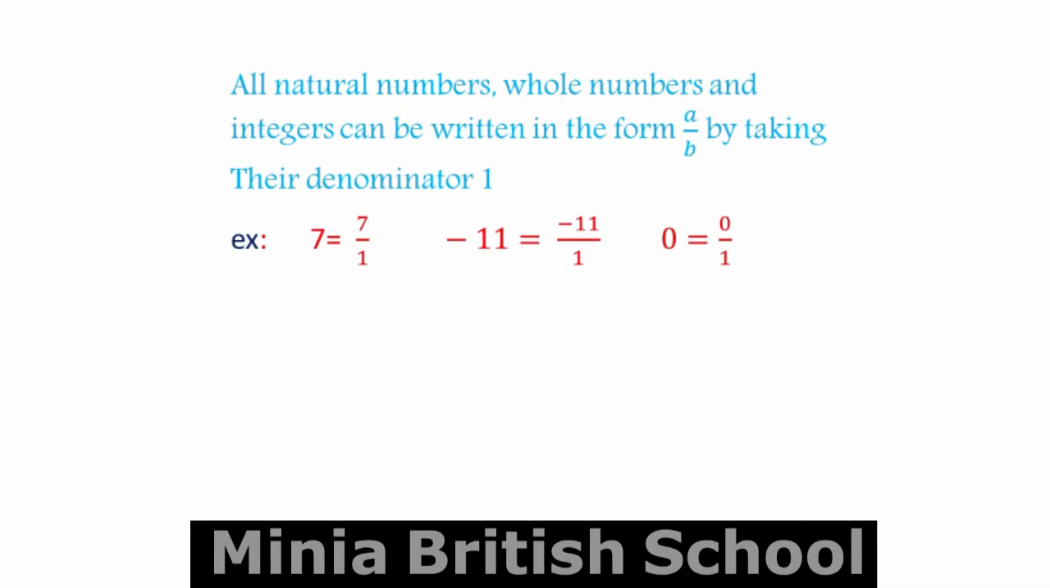All natural numbers, whole numbers, and integers can be written in the form a over p by taking their denominator as 1. Like 7, you can write it in the form a over p by taking its denominator 1. So 7 equals 7 over 1, negative 11 equals negative 11 over 1, and 0 equals 0 over 1. And they all are rational numbers.